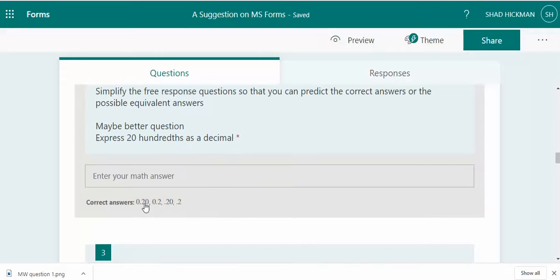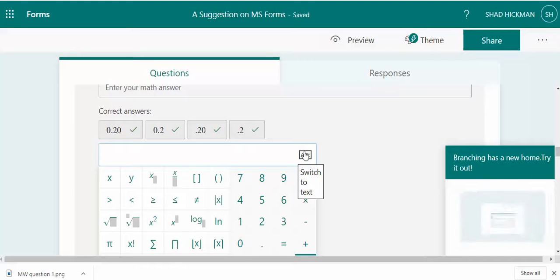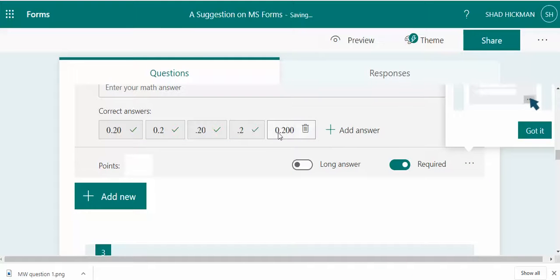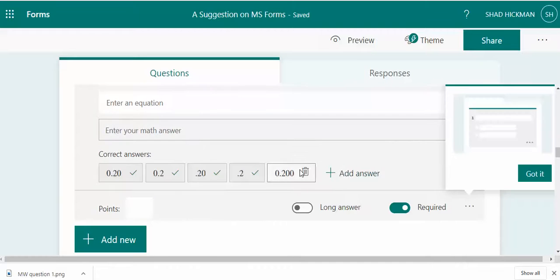Okay, if you don't include all the possible answers, and I'm going to add another answer here real quick, just in case they're trying to get their head around it, I'm going to add the one that's thousands. So that would say 200 thousandths, and maybe you could use those as choices in a multiple choice one.